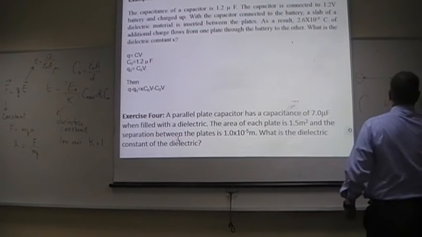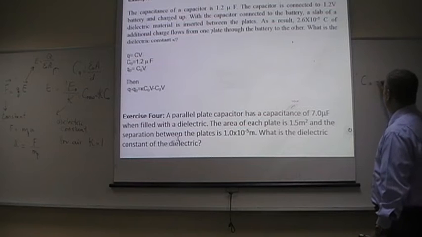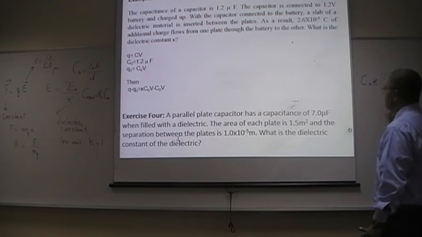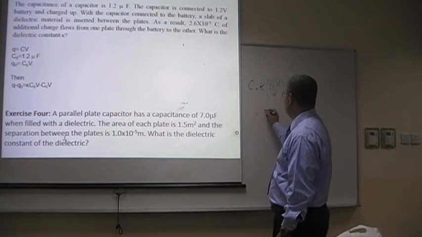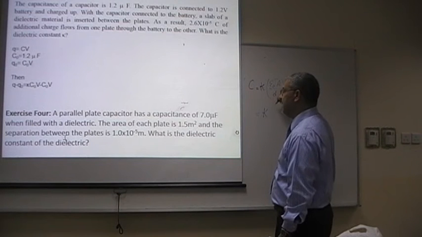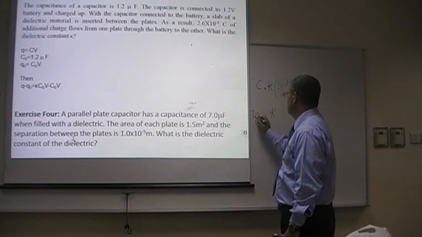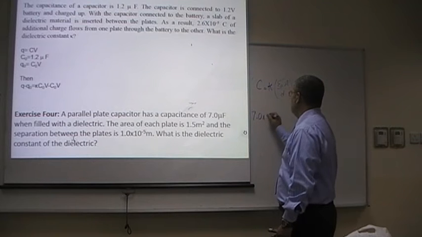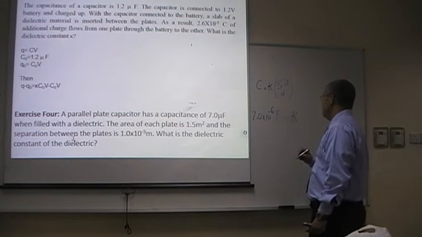So let's just look at this. I have C nu, which is simply kappa multiplied by epsilon A divided by D. Kappa is the dielectric constant, which is what he wants, and I can calculate it from here. C nu, he told me, is equal to 7 times 10 to the power of minus 6 farad, since micro is 10 to the minus 6. I have to change that. And kappa is the one he wants.